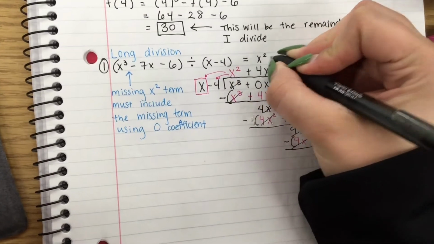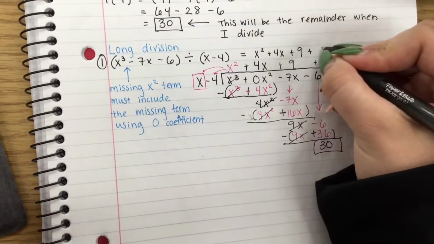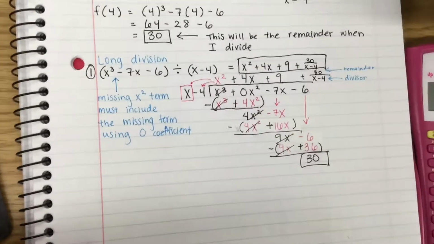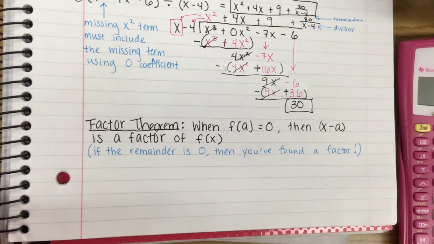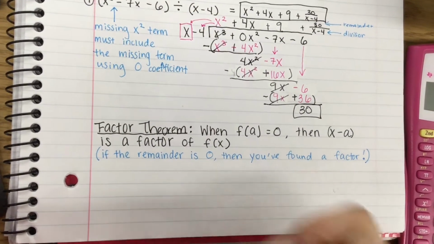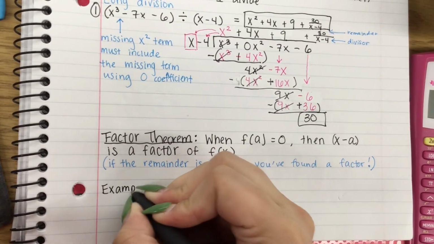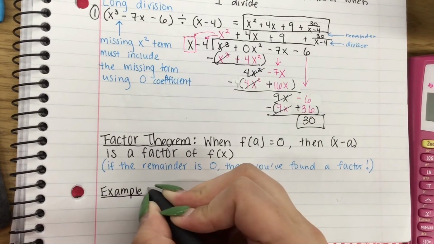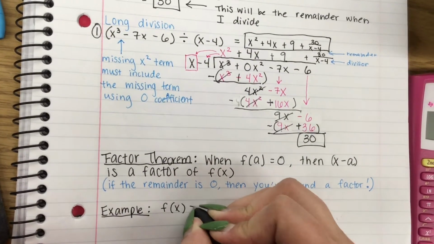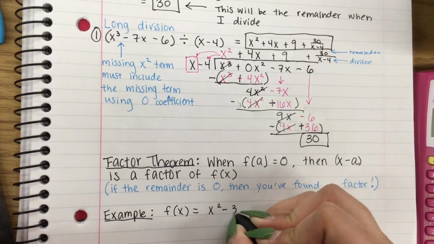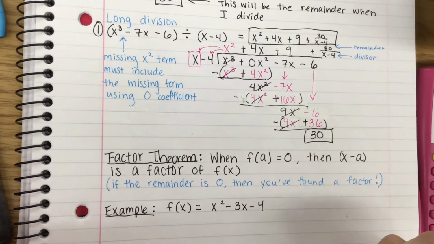So although we divided this successfully, this answer is not a polynomial. And the reason that it's not a polynomial is because we have an x in the denominator in one of those terms. So it basically just means that whatever we divided by is not a factor of that x cubed minus 7x minus 6. So this is where the factor theorem comes in. When we get a remainder that is 0, it means that we found a factor.